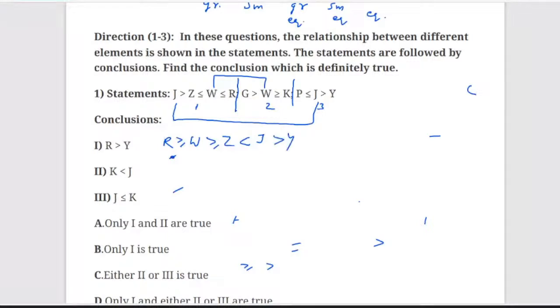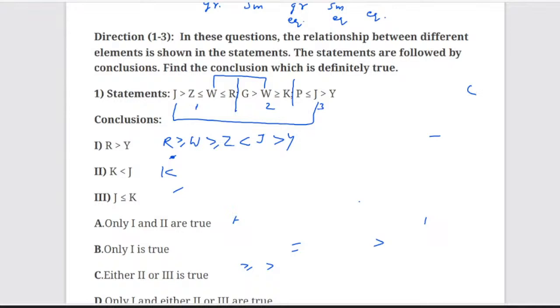The second conclusion is K is less than J. Now, K is in the second statement and J is in the third statement. Can we go directly from the second to the third? No, we cannot go directly from the second to the third. So we need to go from the second to the first and then from the first to the third. So now, how will it come? It starts with K. Okay.